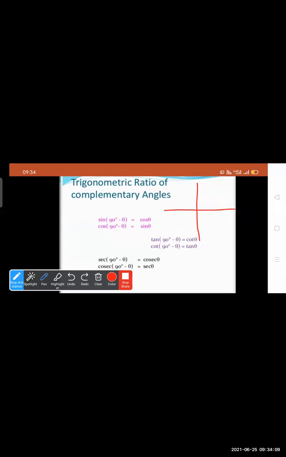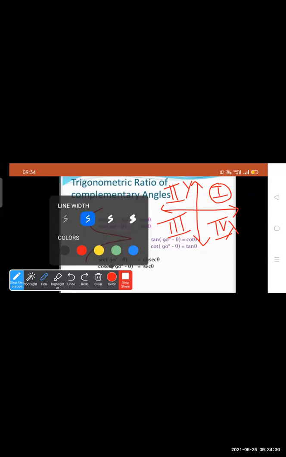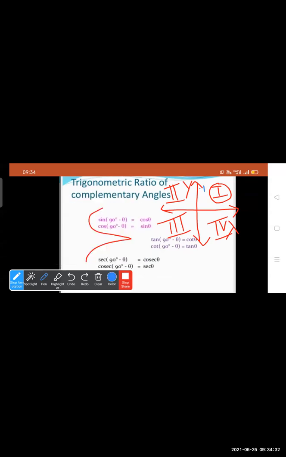Okay, see, we have the axes here, X and Y, right? So this one is the first quadrant, second quadrant, third quadrant, and fourth quadrant. I told you that in the first quadrant all six trigonometric ratios are positive. And I told you a trick: ASTC, this one is A for all, add sugar to coffee.